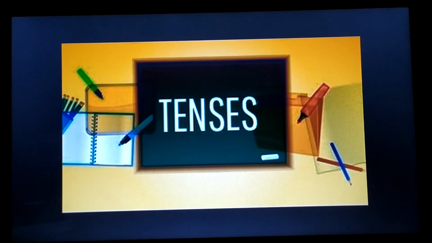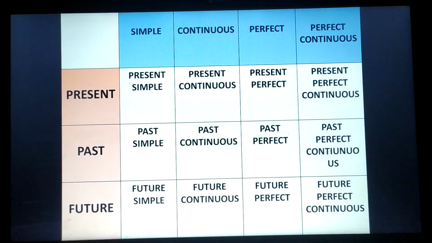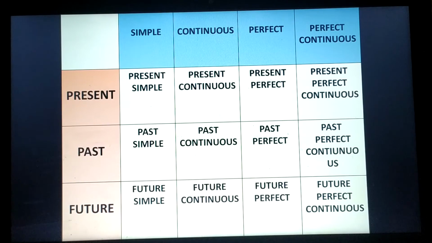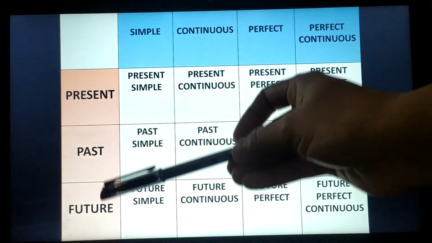What is the function of a tense? It talks about the timings of our activity, when that particular activity was done, right? So, if we look at the tenses, these are of three types: present, past and future.